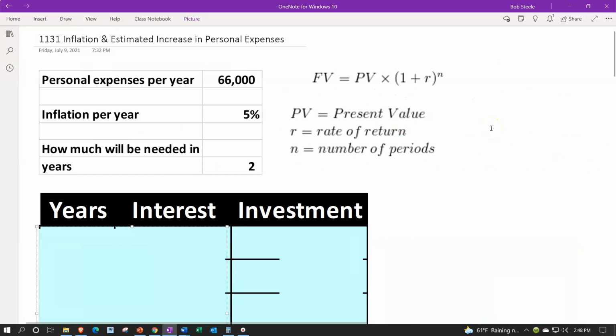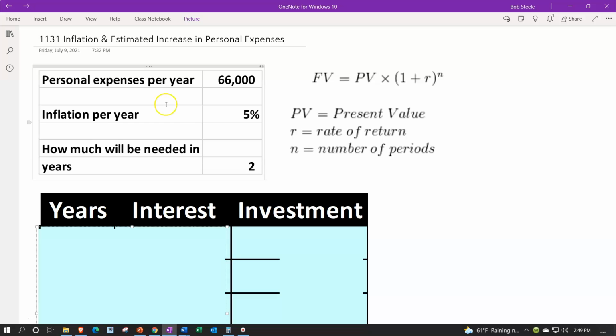We're looking at those time value of money calculations, present value and future value. This time, however, applying it to the concept of inflation and how that could affect our personal budgeting planning. So our information on the left, we have the personal expenses per year that we're assuming are the $66,000. That means we're estimating $66,000 on our general goods, personal expenses like groceries, gas, and so on and so forth.